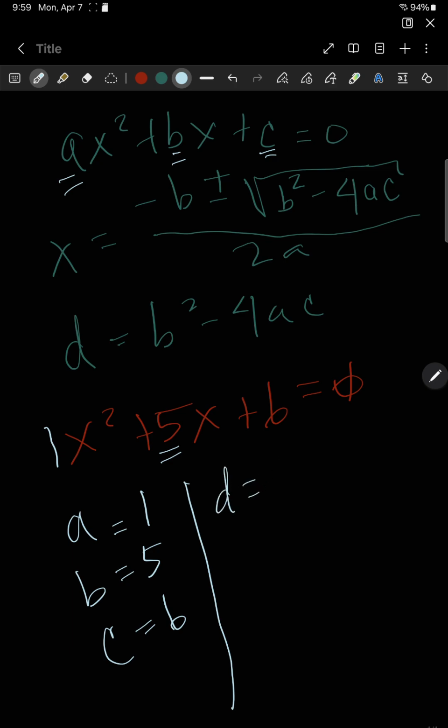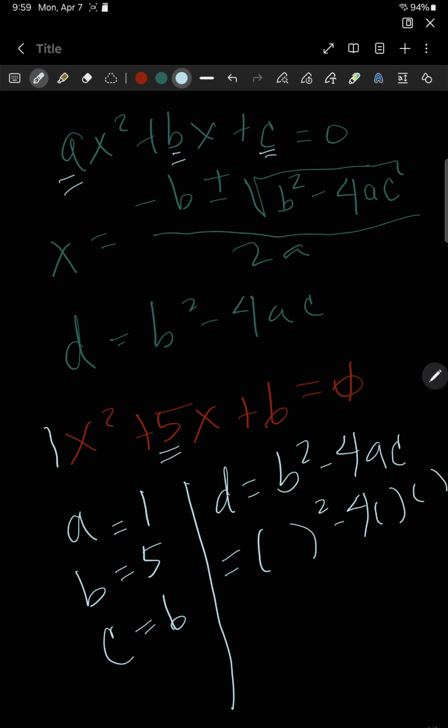The discriminant is equal to b squared minus 4ac. I'm going to teach you some good habits. The first habit is using parentheses. Don't try and do it in your head. There's no need to. So d is equal to b squared minus 4ac. Notice that I put parentheses wherever we were going to plug in a value. So your b is 5, your a is 1, and your c is 6.